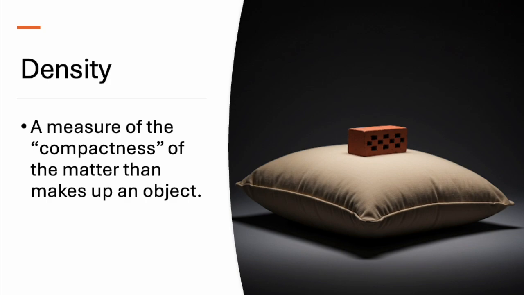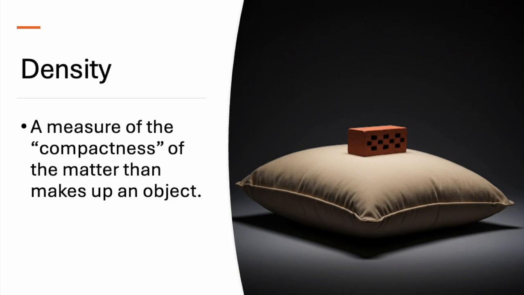Imagine a brick and a pillow have the same mass. The pillow takes up a much greater space than the brick, so the volume of the pillow is much larger than the volume of the brick. This means the particles in the pillow are more spread out than those in the brick. The density of the brick is much greater than the pillow's because the brick's particles are more closely packed together than those in the pillow.